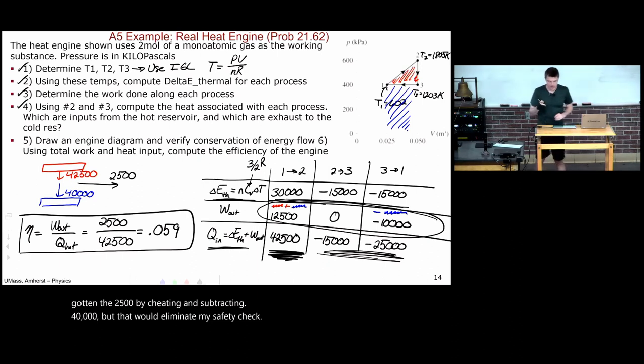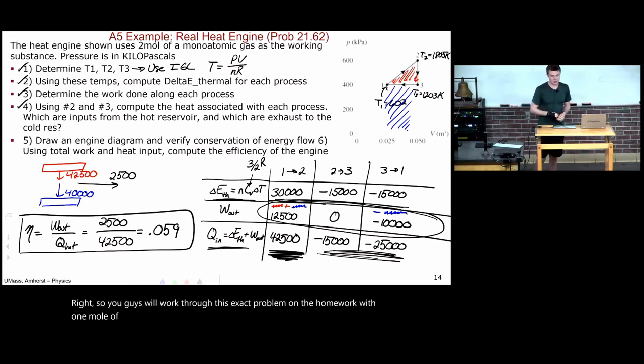All right, so you guys will work through this exact problem on the homework with one mole of gas. Again, just keep your wits about you and stay organized.